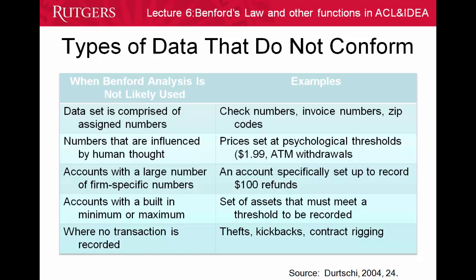A third type of data that does not conform to Benford's law is accounts with a large number of firm-specific numbers, such as an account that is specifically set up to record $100 refunds. If an account has a built-in minimum or maximum, it will also reduce the usefulness of Benford's law, like the set of assets that must meet a threshold to be recorded. And lastly, when no transaction is recorded, Benford's law is not applicable.